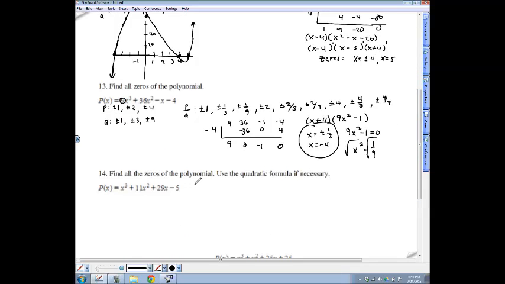Okay, question 14, more of the same, and again, p over q, since q is just 1, if you take all the factors of p and divide it by q, which is just 1, then essentially the p over q list is just the p list, which is plus or minus 1, plus or minus 5. So, we try 1 here.